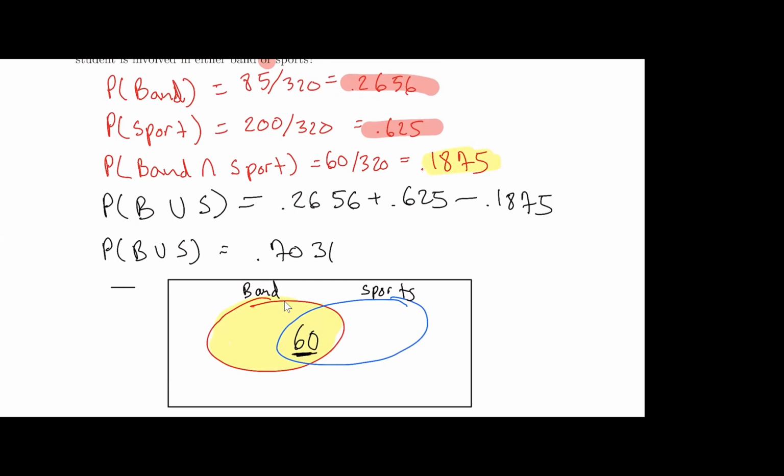If I have 60 students right here that play band and sports, how many are left over that only do band? 25. Good. So these 25 are students that are in band only. These 60 are students that are in band and sports. But if you combine both of them together, you get the 85. Any questions, where did the 25 originate from?